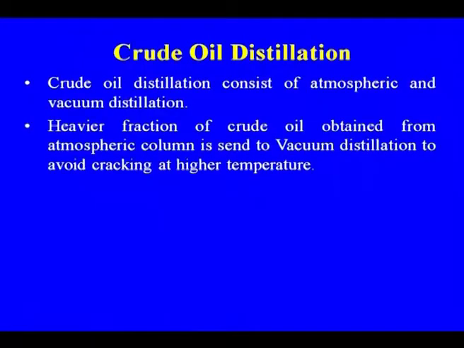Why do we go for the vacuum? We know that under vacuum a lower temperature is required, otherwise at high temperature the cracking reaction may take place. So, that is why we use both atmospheric and vacuum distillation, and that is an integral part of any refinery. The heavier fraction of the crude oil obtained from the atmospheric column is sent to the vacuum distillation column to avoid cracking at high temperature. We maintain around 500 to 550 centigrade in the vacuum column. Otherwise, the temperature would have been much higher if the vacuum is not maintained, and that will result in cracking, which is undesirable.